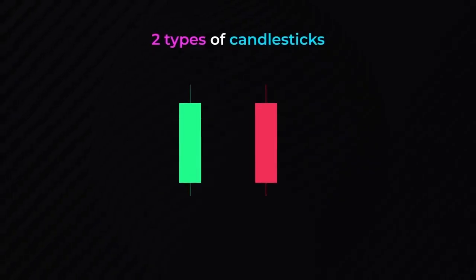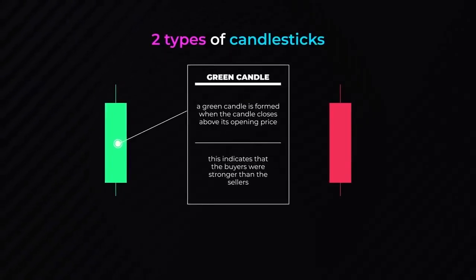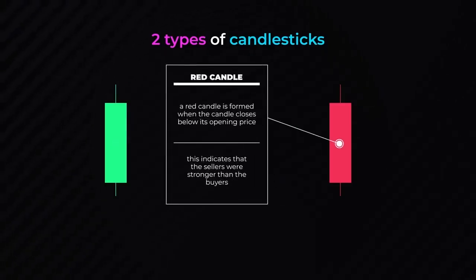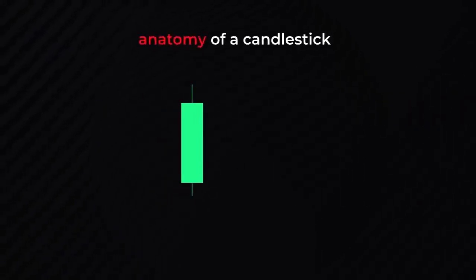There are two types of candlesticks: green candles and red candles. A green candlestick forms when the candle closes above its opening price, showing that buyers were stronger than sellers. Similarly, a red candlestick forms when the closing price is below the opening price, showing that sellers were stronger than buyers.